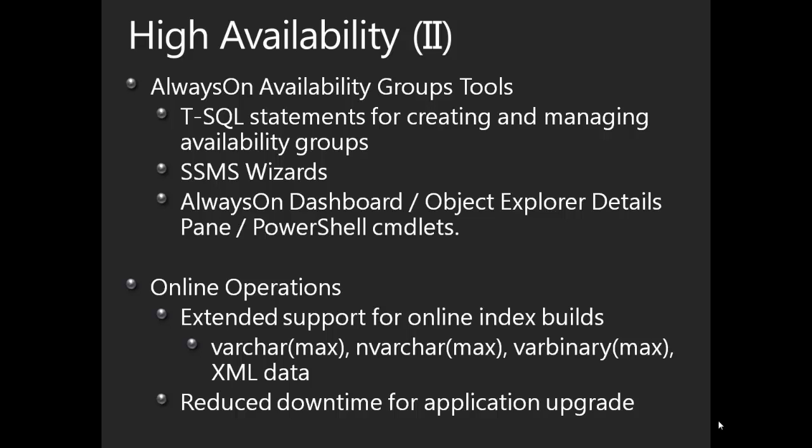Another very important new feature that falls in the category of high availability is online operations. Regarding online operations, there is extended support for online index builds and rebuilds. So when you have tables having columns of type varchar(max), nvarchar(max), varbinary(max), and even XML columns, you can run operations like build and rebuild on these columns without demanding the index to be offline. So you have reduced downtime for application upgrade, advanced database maintenance, and so on.